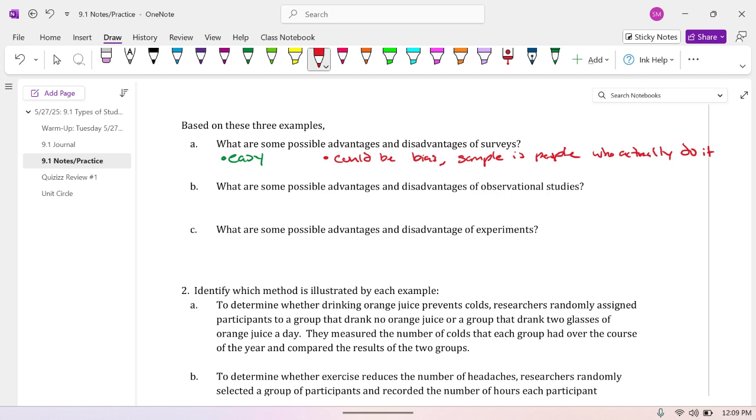All right. And that's the response bias. It's who actually answers the survey. That's where the response bias is. Now, what are some advantages and disadvantages of the observational study? So if you're just observing, what's an advantage?